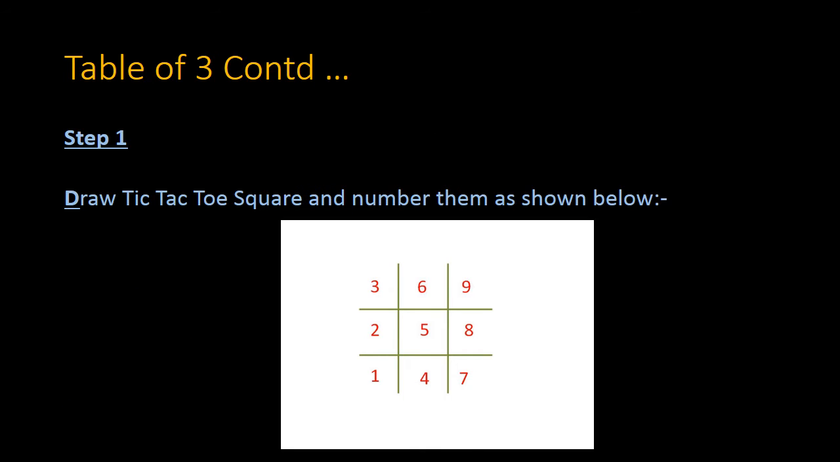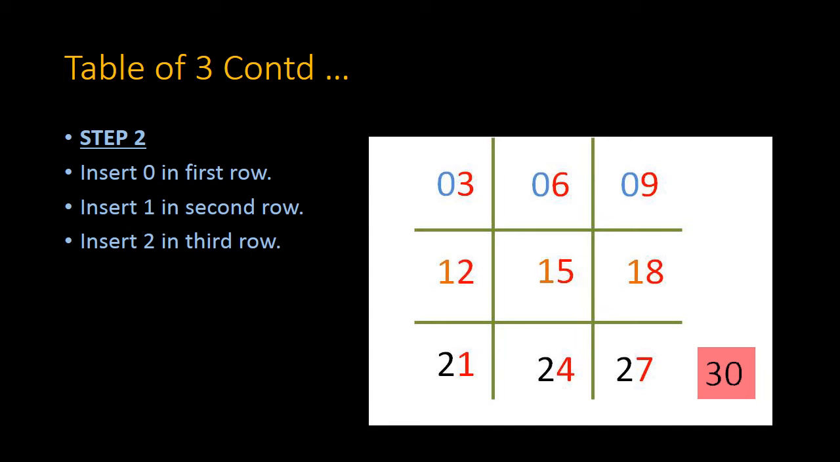We have all played tic-tac-toe as kids. So here what we do is we make a tic-tac square and place our numbers as shown below. That is, we start from the bottom left corner and mark them 1, 2, 3, 4, 5, 6, 7, 8, 9. Once we have that, we insert 0 in the top row, 1 in the middle row and 2 in the bottom row.